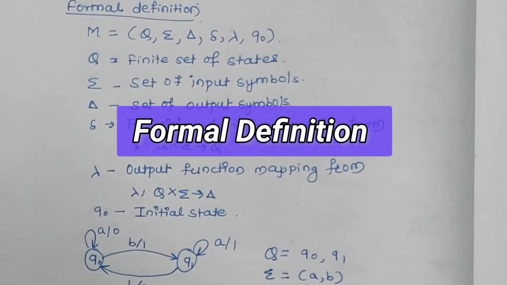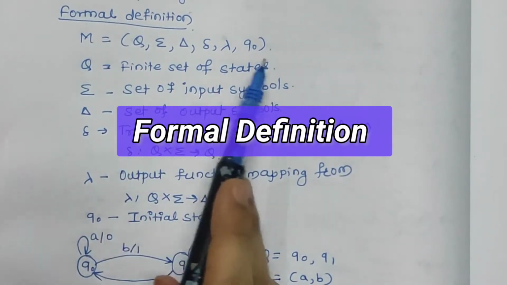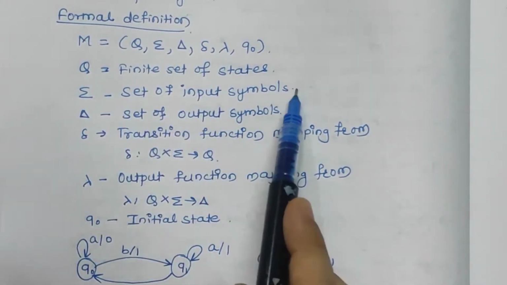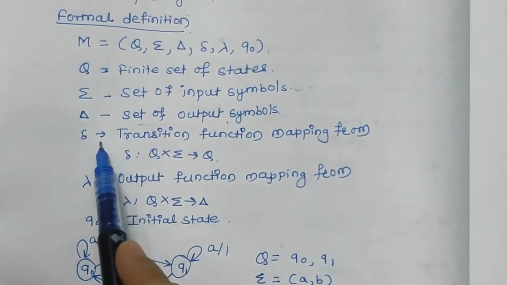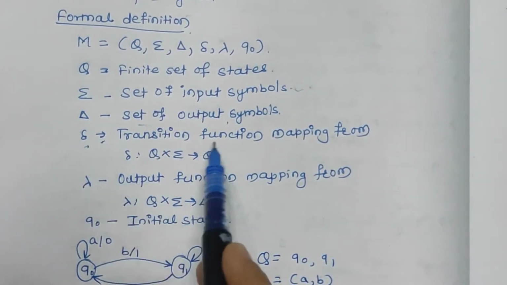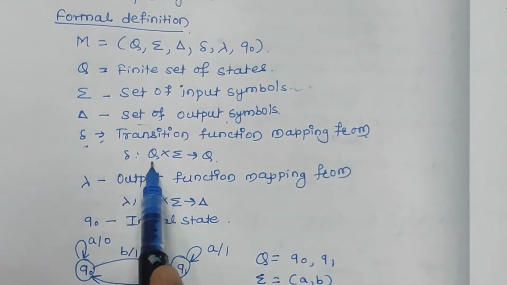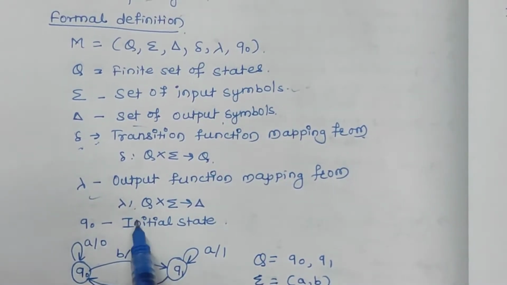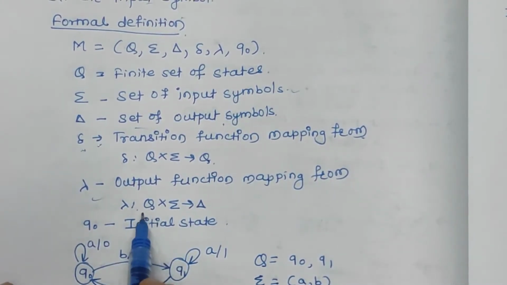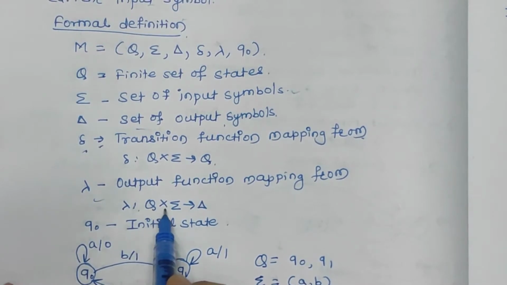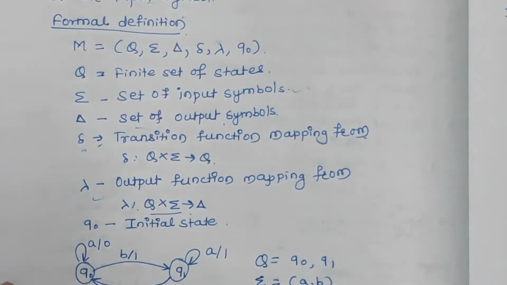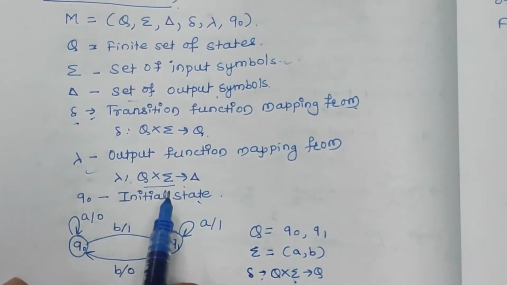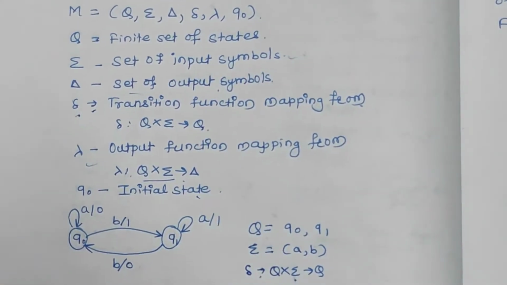Now we discuss the formal definition of Mealy machine. So these are the tuples in Mealy machine. Q stands for the set of finite states, sigma stands for the set of input symbols, delta stands for the set of output symbols, and delta is the transition function mapping from Q times sigma to Q, and lambda is the output function, represented as lambda from Q times sigma to delta, and Q0 is the initial state. Like Moore machine, in Mealy machine also there is no final state.